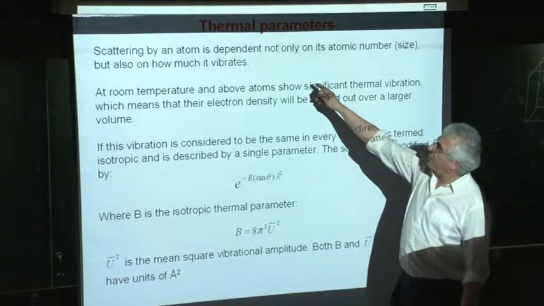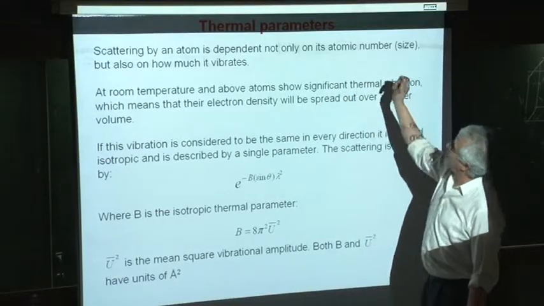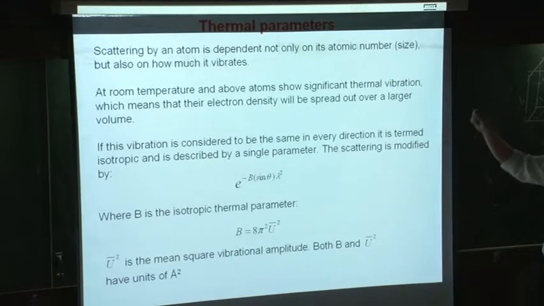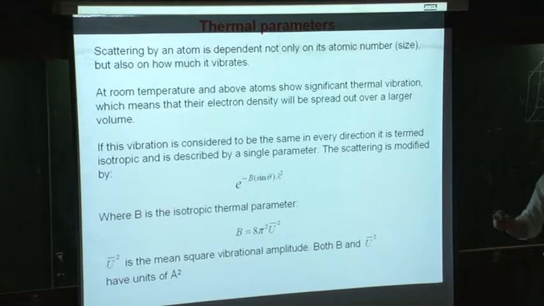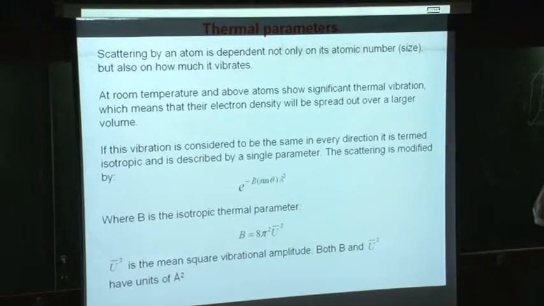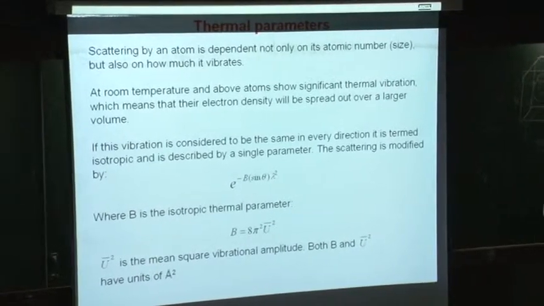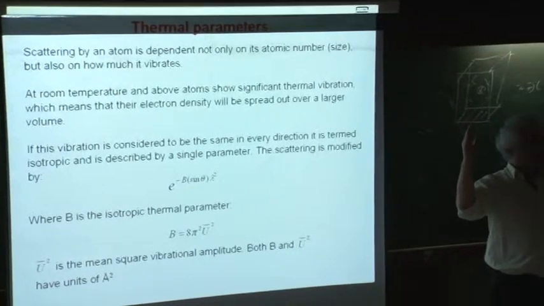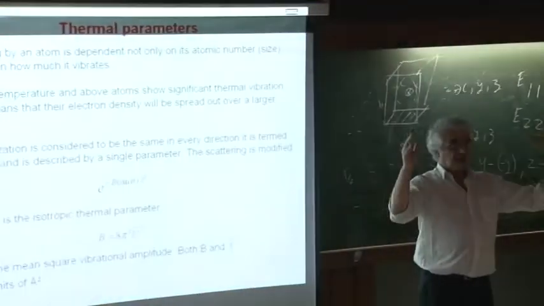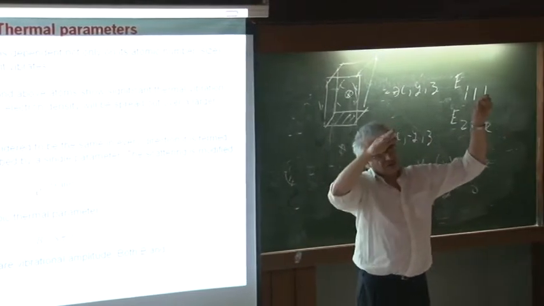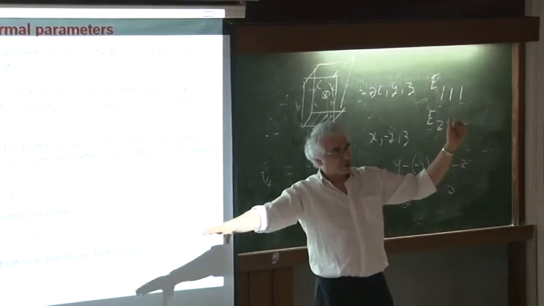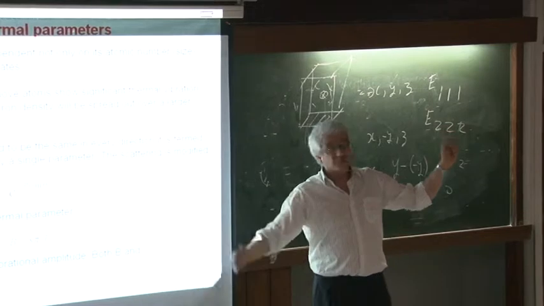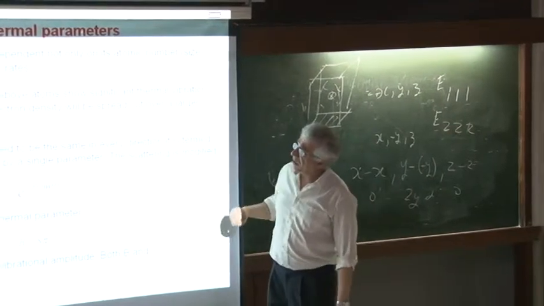Scattering is dependent not only on the atomic number, but also on how much the atom vibrates. Remember yesterday I told you, if an atom vibrates, its electron cloud looks bigger to the X-ray. And that means that there's more destructive interference and the scattering falls off as you increase the angle. So it's quite important.